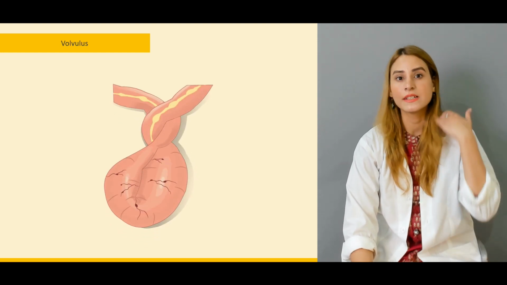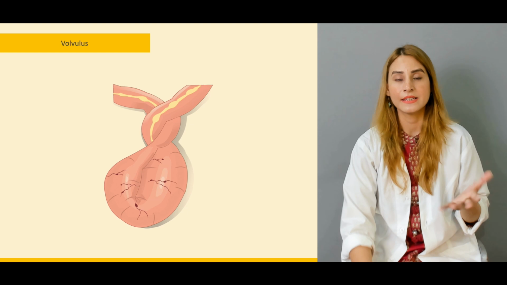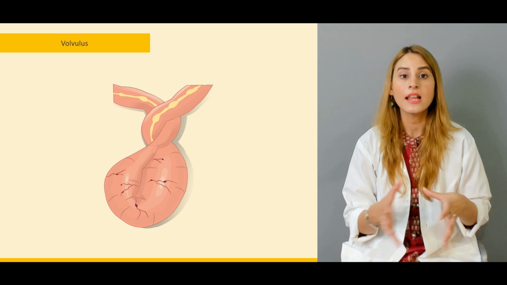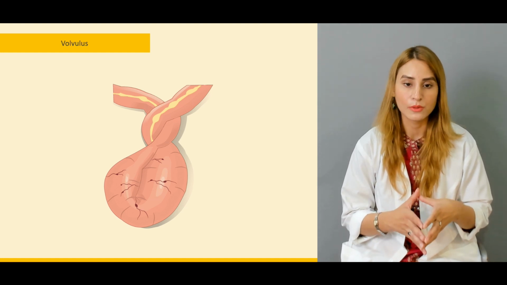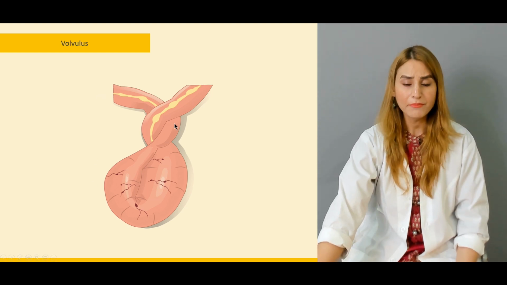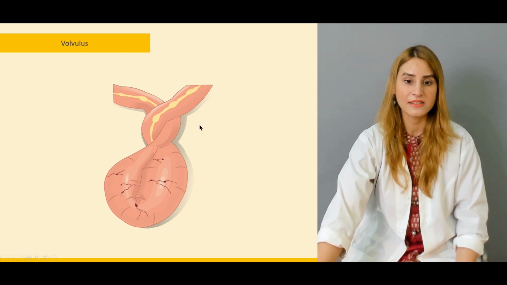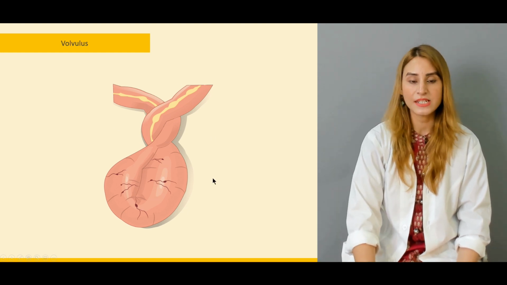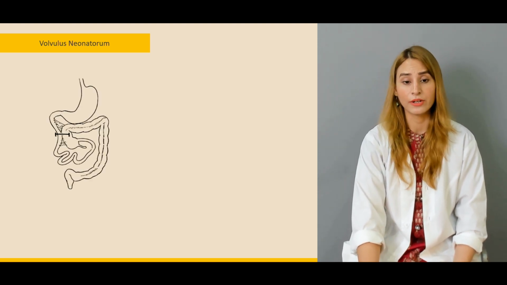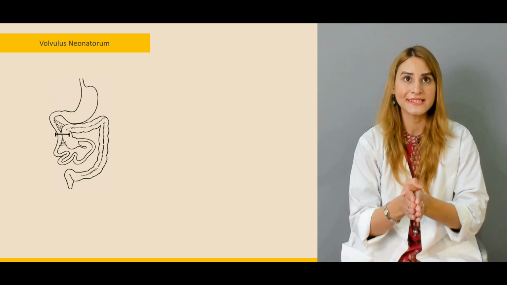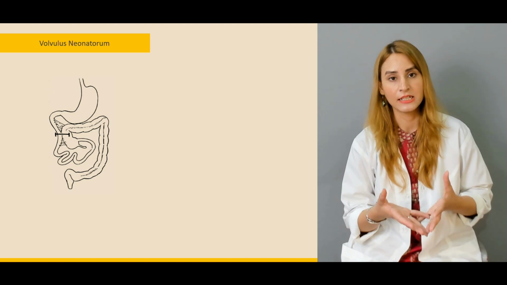There can be small bowel volvulus as well as large bowel volvulus, but most commonly large bowel volvulus is very common. You can see here the portion of the intestine being twisted upon its own self, and that twisting will lead to the intestinal obstruction. There's another type of volvulus which is called volvulus neonatorum, and this is a congenital volvulus, and it is existing on a malrotated gut.